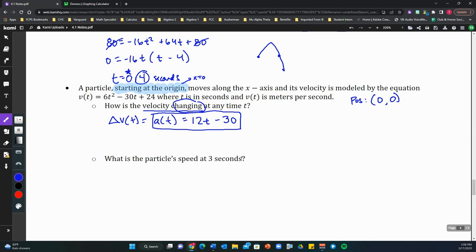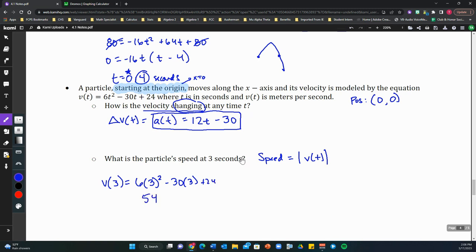All right, second part. We want to know what is the particle's speed at 3 seconds. Remember that speed is the absolute value of velocity. Velocity has a magnitude and direction. Speed just has magnitude. So for speed, I just care about how big is the number. I don't care about positive, negative, moving left or right. So to do this, we're just going to evaluate v of 3.